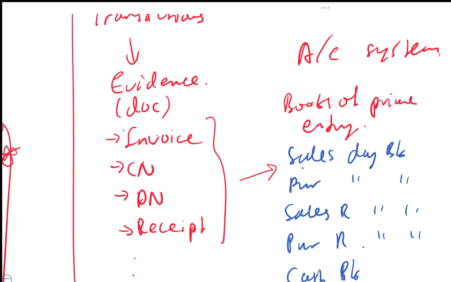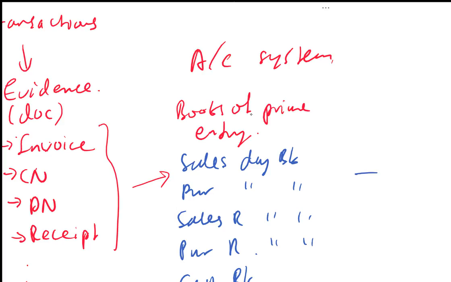Yep, so it's only after the book of prime entry then you get into the what system? You get into the ledger account. Ledger account, we'll be talking about it in more detail. The most important ledger is actually the general ledger. This is the most important one, right?